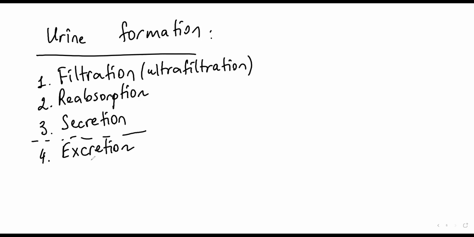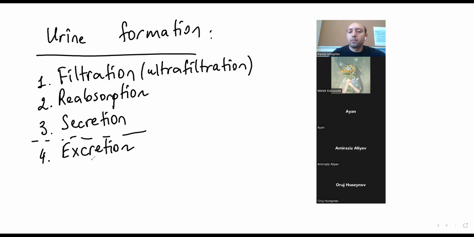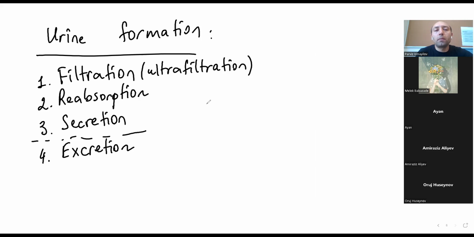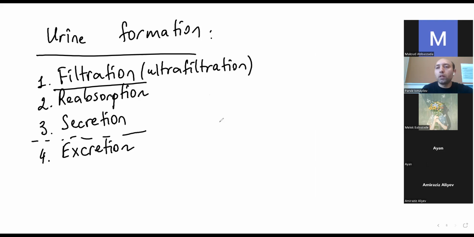So these are the four stages of urine formation, guys. I'm repeating again: filtration, reabsorption, secretion, and excretion. We will talk step by step about these processes. Now I'm going to talk firstly about filtration, one by one.